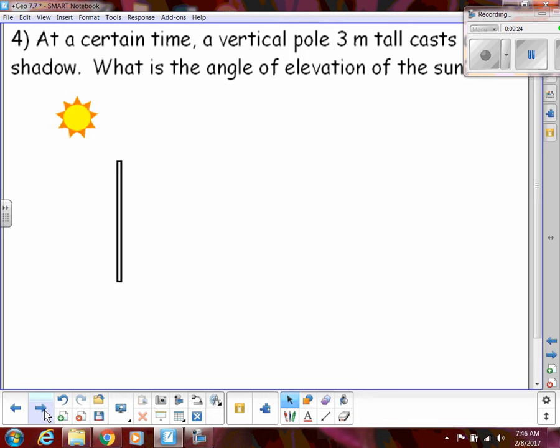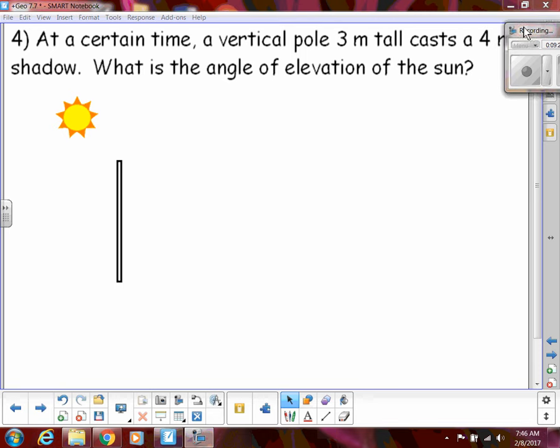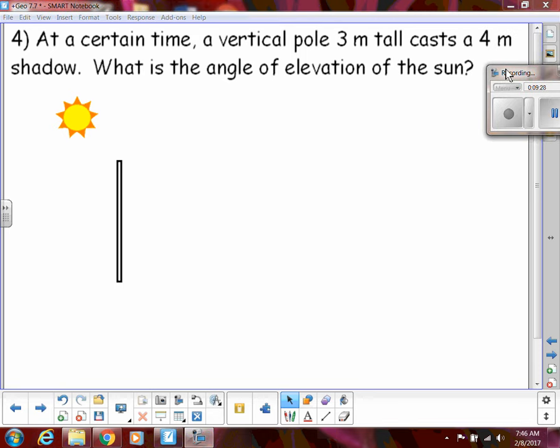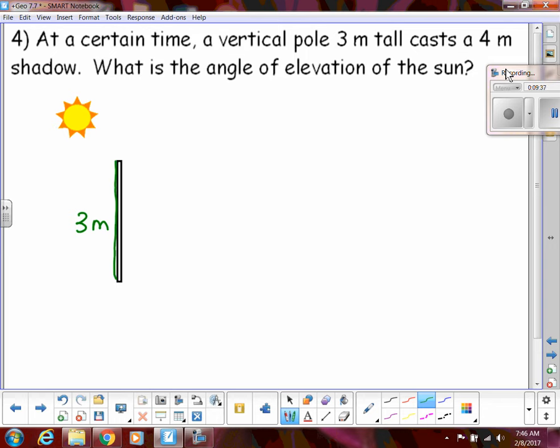So let's do that again, talking about another word problem. At a certain time, a vertical pole, which is 3 meters tall, and that's how tall it is, casts a 4-meter shadow.